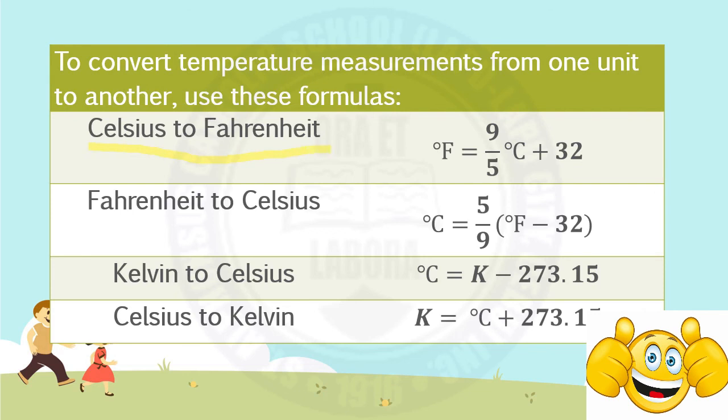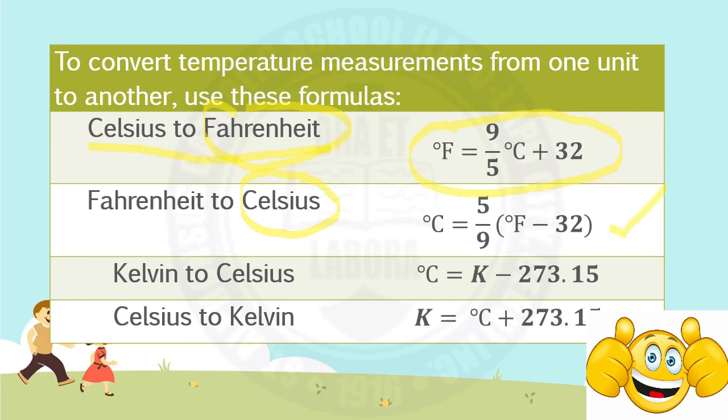To convert temperature measurements from one unit to another, use these formulas. Celsius to Fahrenheit: from given Celsius, convert to Fahrenheit. The formula is 9/5 degrees Celsius plus 32. Next, Fahrenheit to Celsius. We are looking for Celsius, so degrees Celsius is equal to 5/9 degrees Fahrenheit minus 32.